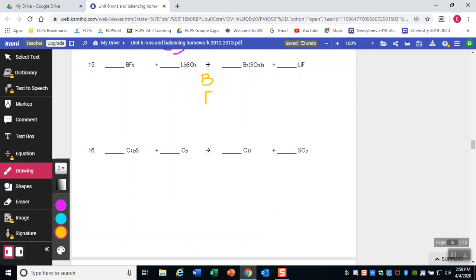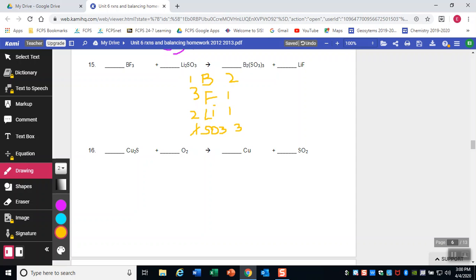Boron, fluorine, lithium, and my sulfate. All right. So 1, 3, 2, 1, 2, 3, 1 lithium and 1 fluorine.